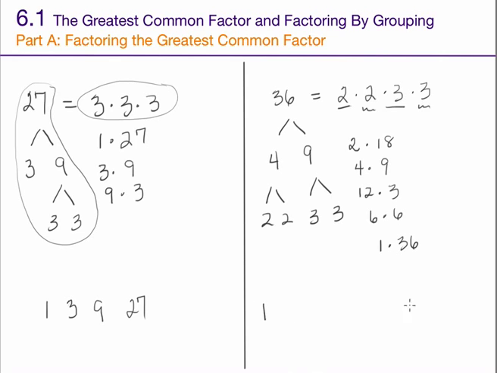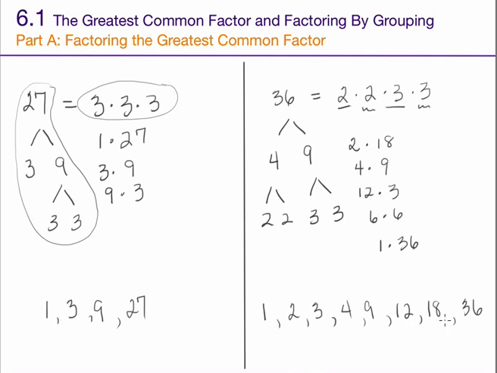So the factors of 36 are 1 and 36, 2 and 18, 3 and 12, 4 and 9. Generally, if we're just asked for a list of factors, we'll make that list with commas between the numbers.